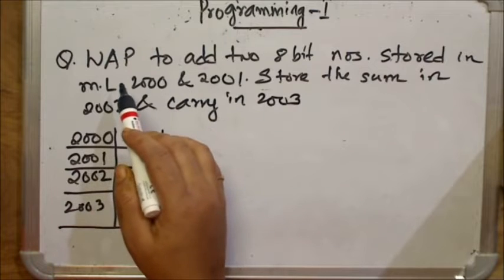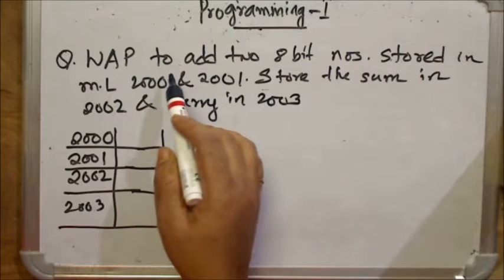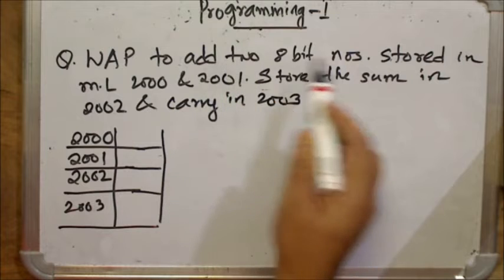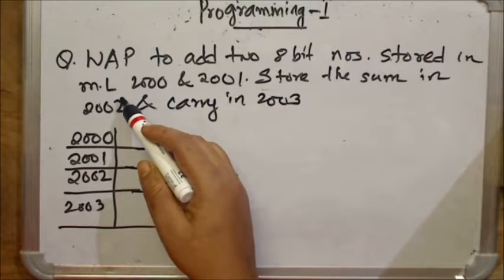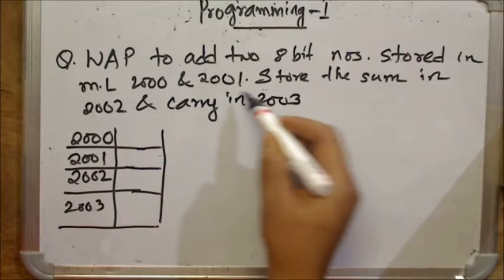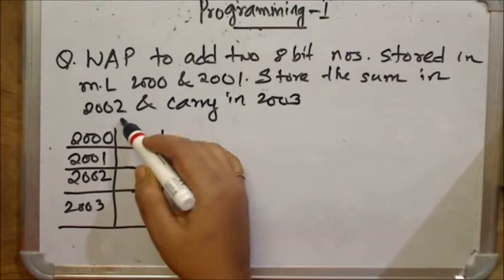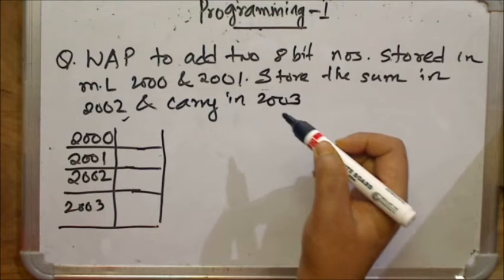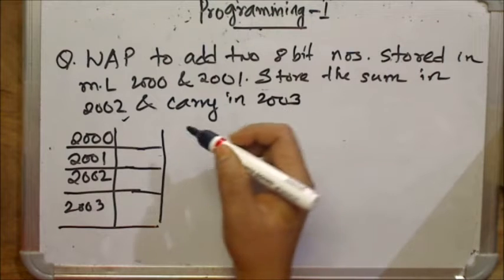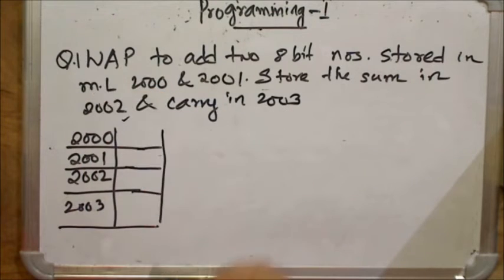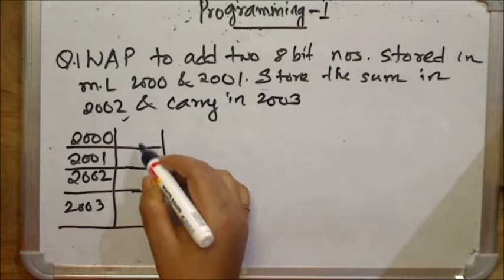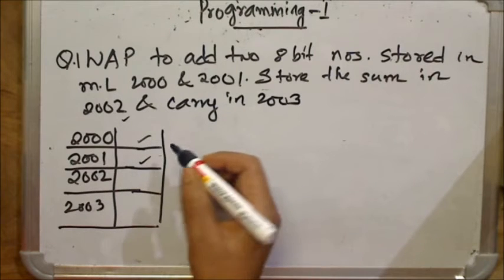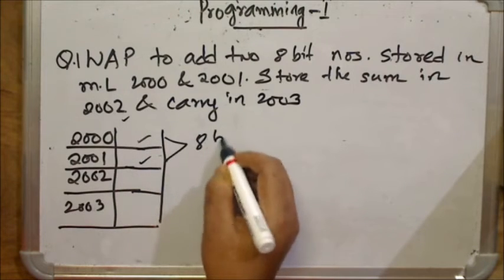Now the first program is: write a program to add two 8-bit numbers stored in memory locations 2000 and 2001, store the sum in 2002 and the carry in 2003. So this is your first program. Both 2000 and 2001 contain 8-bit numbers, right?